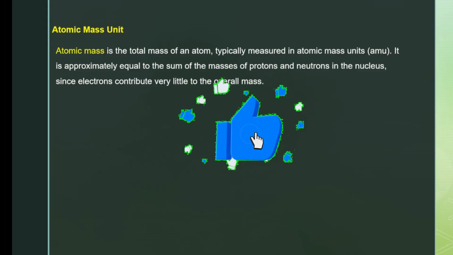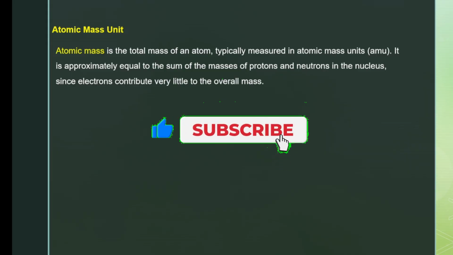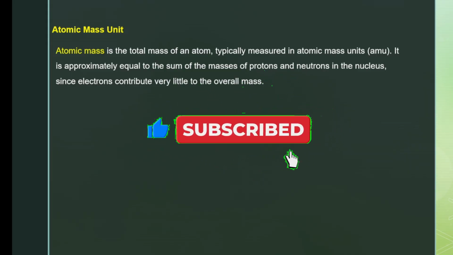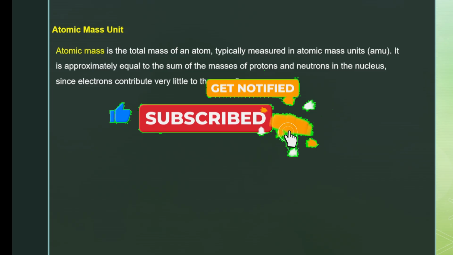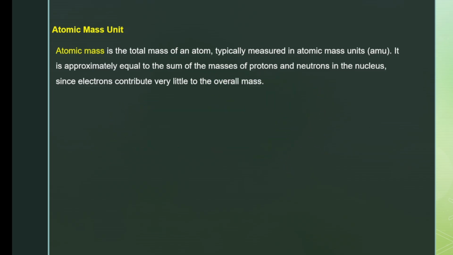We already know that an atom is formed of subatomic particles like protons, neutrons and electrons, isn't it? Out of these subatomic particles, protons and neutrons have considerable mass, whereas the mass of the electron we consider as negligible. Okay, so let us see the definition of atomic mass.